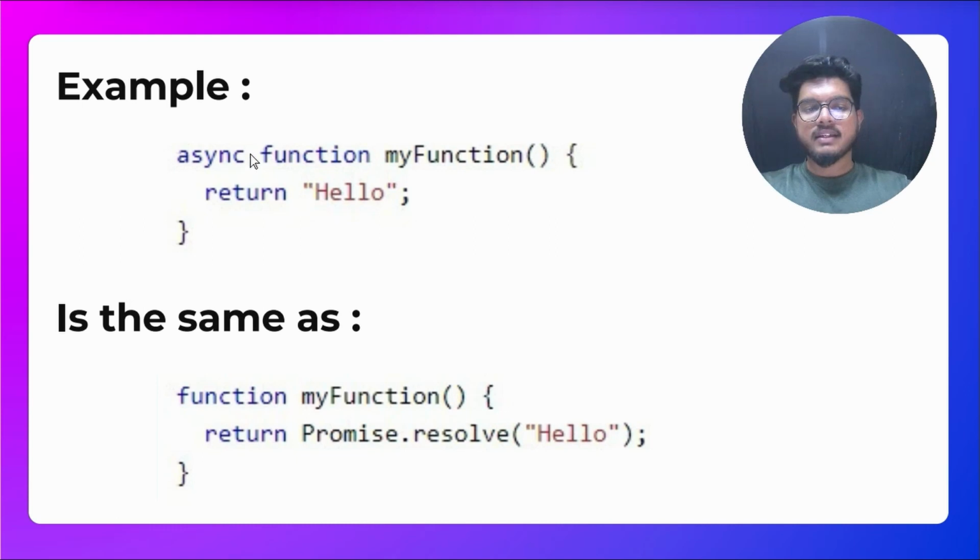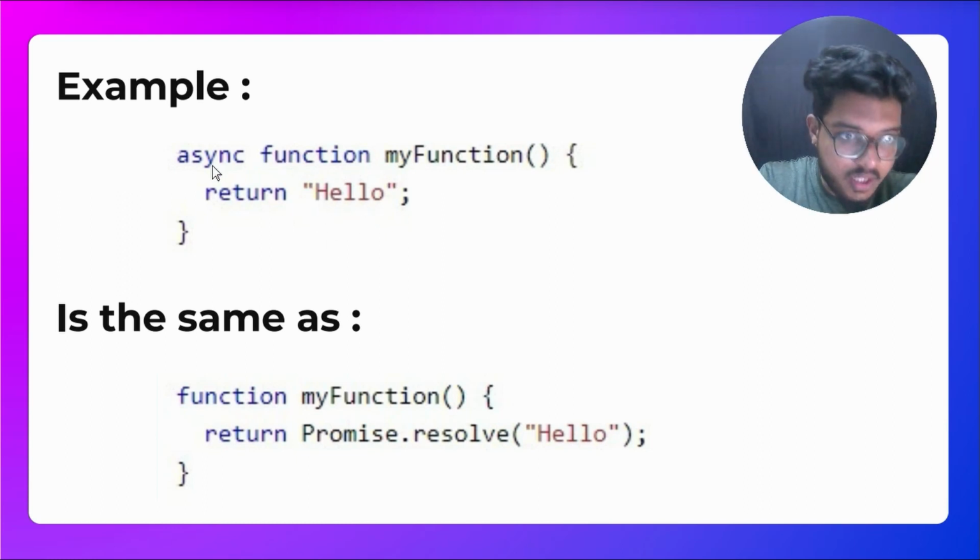If you remove this async, for example, what is this? A normal function. To make the normal function into a promise or asynchronous function, we just write async. What is the difference? If you remove this async, forget about the async function, my function returns hello. It is just returning hello. But what if you write async here?